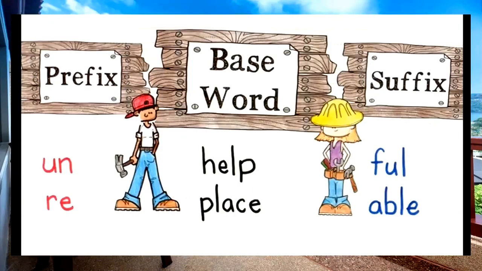So we have here the word unhelpful. Help is the base word or the root word, and un here is called prefix, which is put at the beginning of the word, and the word ful here is called suffix, which means added at the end of the word. Another example, replaceable. So re is the prefix, place is the base word or the root word, and able is the suffix.